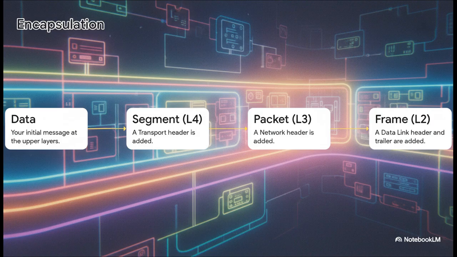So this whole process of adding labels as the data moves down the stack, it has a name. It's called encapsulation. And you can think of it like each layer is wrapping the data in a new container. So the transport layer creates a segment. Then the network layer wraps that in a packet. And finally, the data link layer adds its own header and trailer to create a frame, fully addressed and ready to ship.